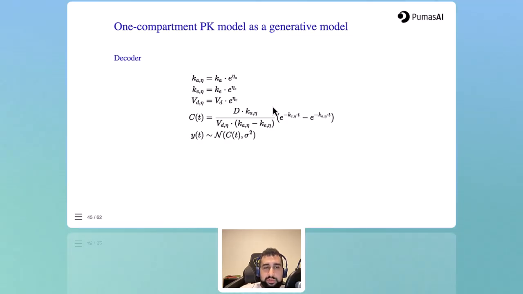So that's a conditional generative model. That's also a one compartment PK model. That's also a nonlinear mixed or pop PK model. That's also a nonlinear mixed effects model, right? There are also hierarchical models. So these are all the concepts that refer to this particular model structure.